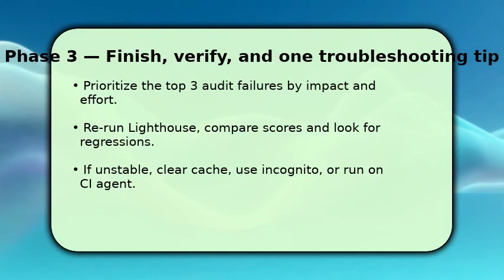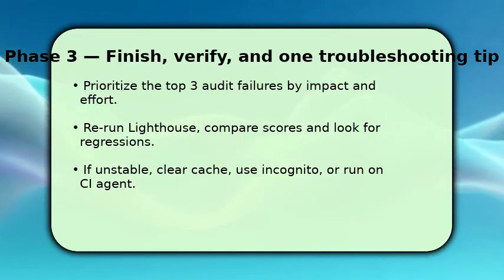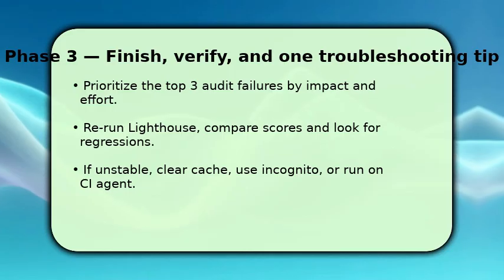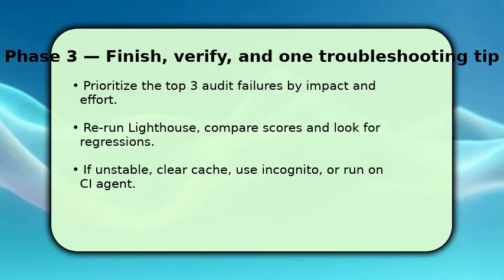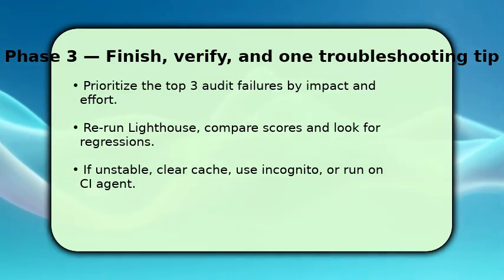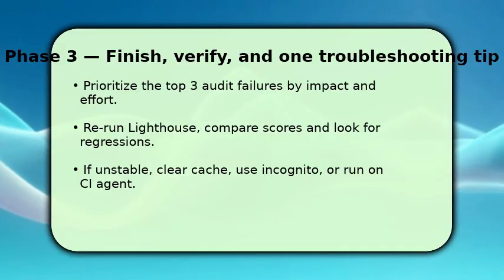You now implement fixes. Start with the top 3 issues that give the biggest score boost for least work, then rerun Lighthouse to verify gains and detect unintended regressions. Once retested, commit changes and add Lighthouse to CI so future runs flag regressions automatically.